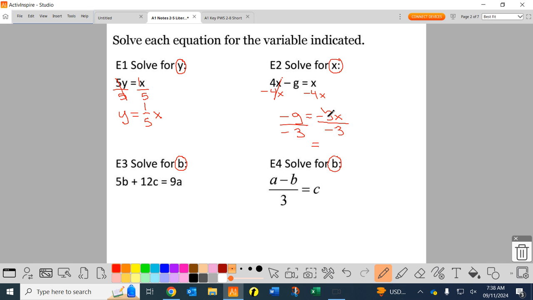Alright, this cancels out. We get just x on this side. Now, a negative divided by a negative makes this into a positive. And how would we write the fraction in front of here? 1/3 g. Perfect. 1/3 g.